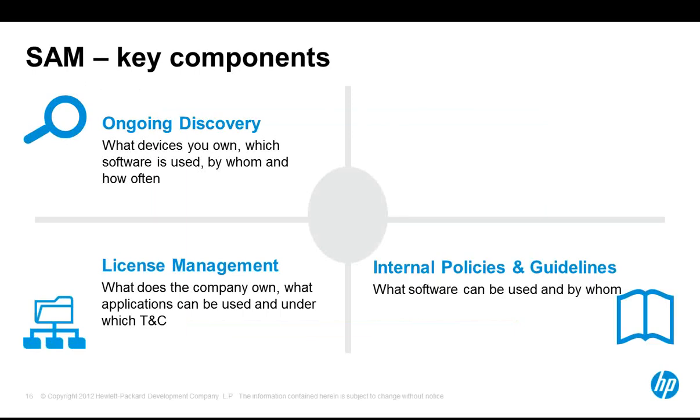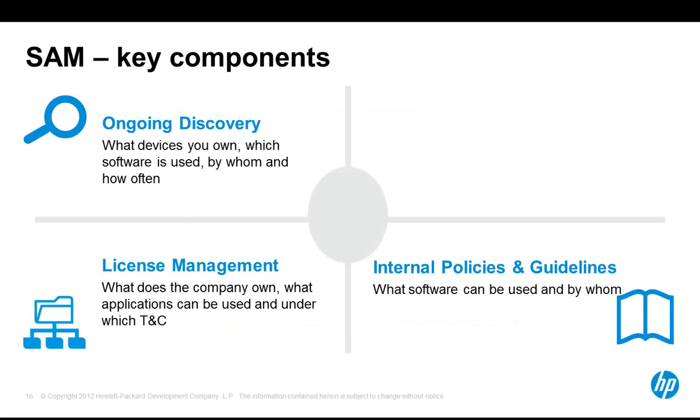The next is internal policies and guidelines. So software asset management is not only about licenses. Discovery and license management are needed so that we become compliant with regard to the vendor. On the other side, we also need to be compliant with regard to our own organization. We have some governance policies. We should not overspend. We must have the right software in place in order to support our business.